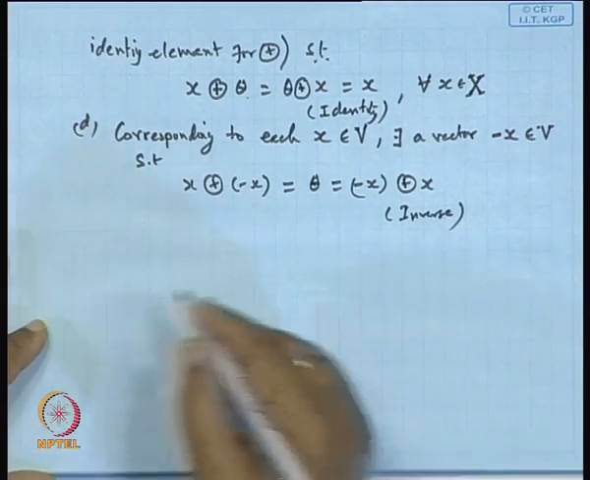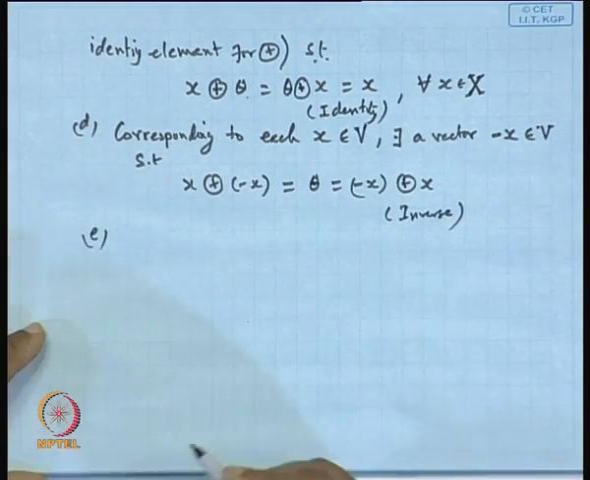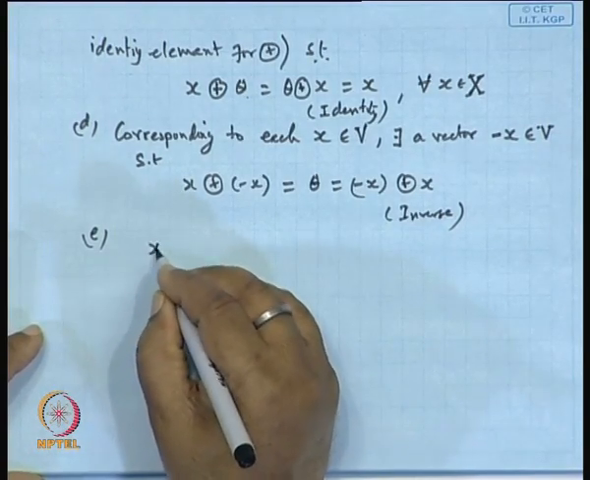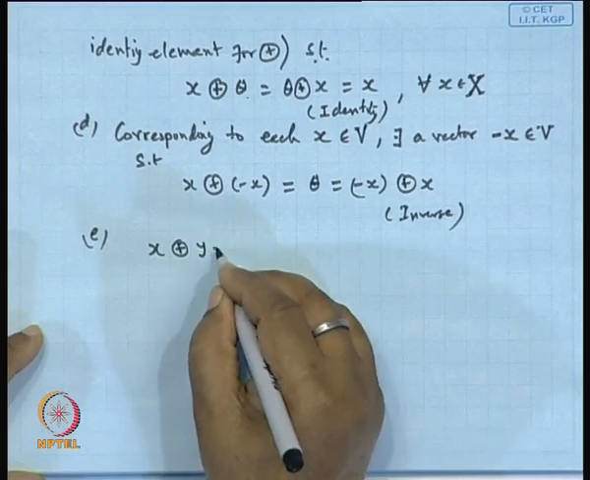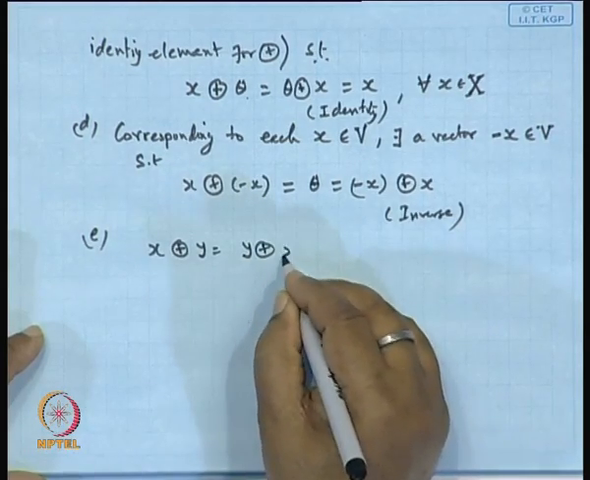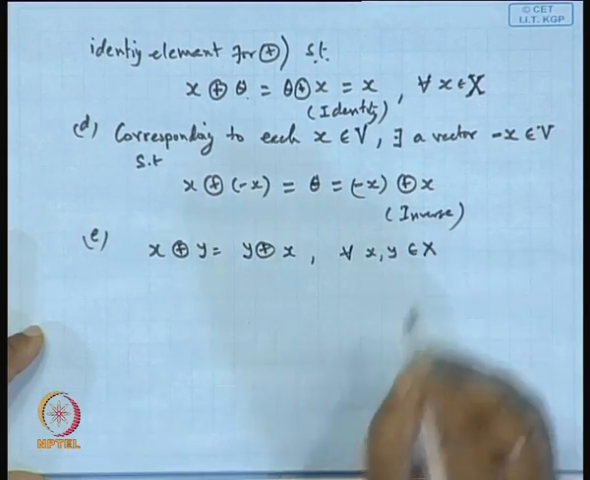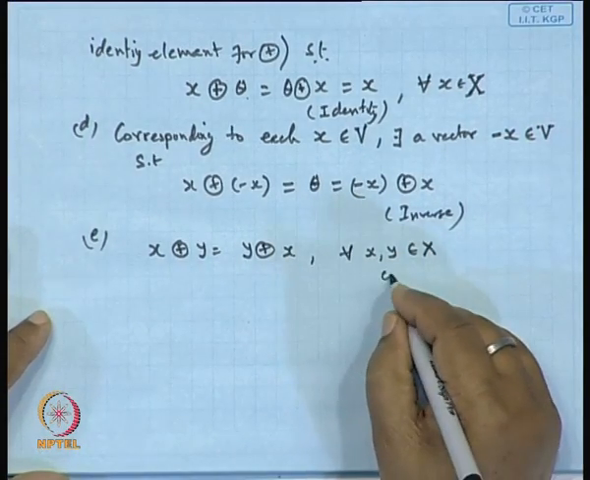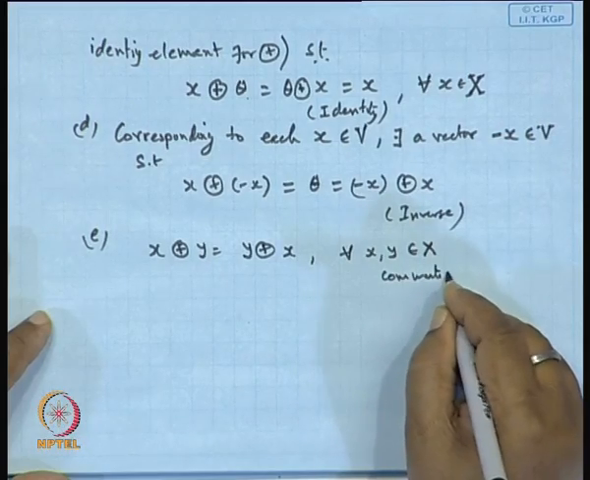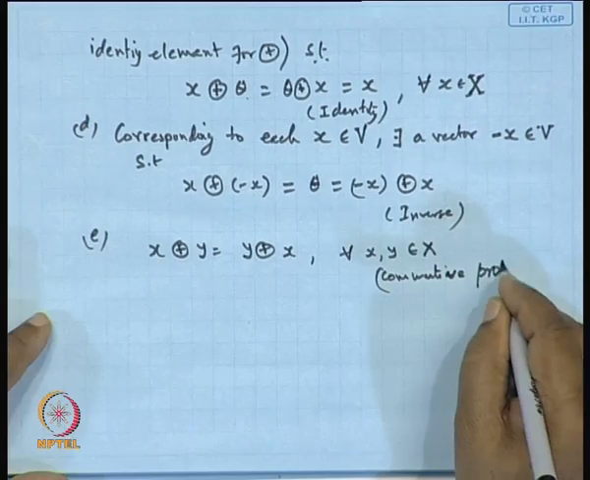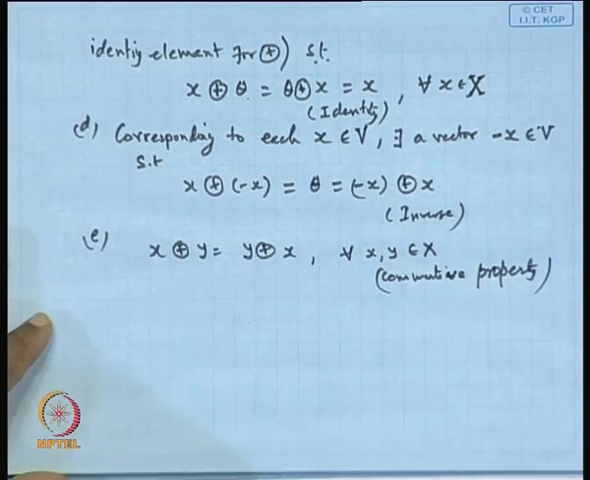Then another property is the commutative property: x plus y is the same as y plus x for every x and y belonging to capital X. This is the commutative property with respect to addition.